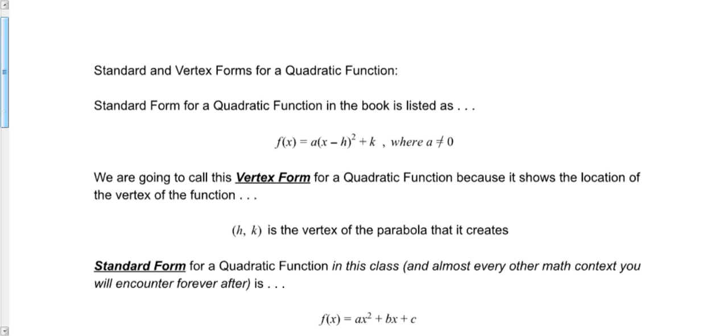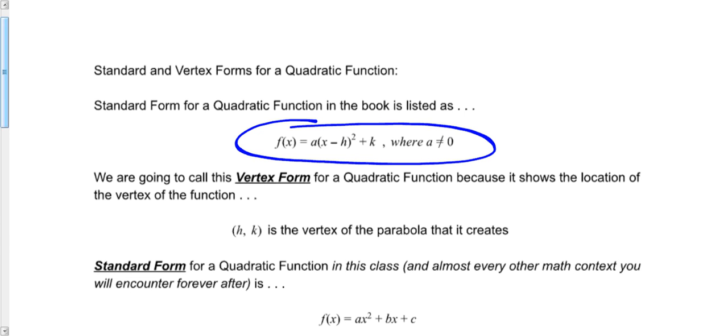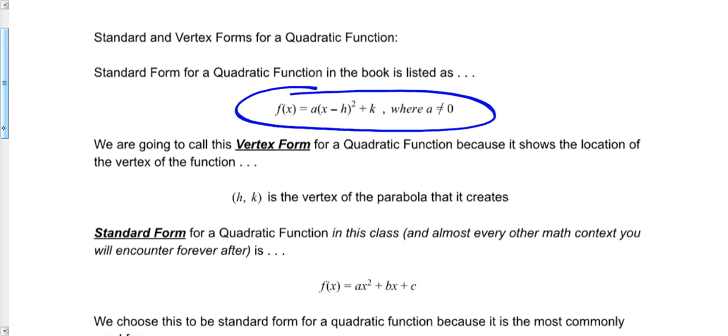The book calls this standard form? Exactly. That's my question. Because you know who else calls it standard form? Nobody calls that standard form. Nobody. Okay? So we're not going to call it standard form either. Here's what we call standard form. Is this. That's standard form.